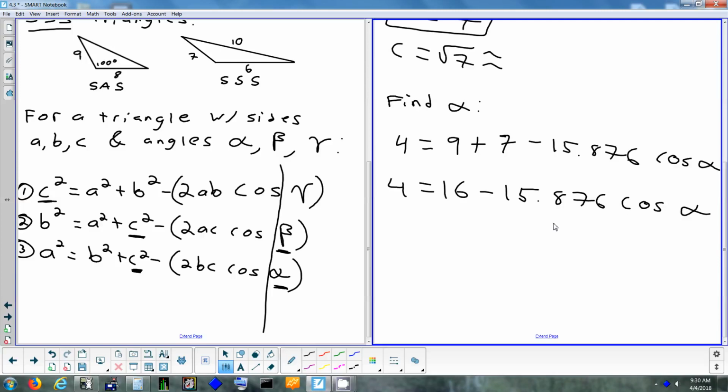Subtract 16 from both sides. Yes, subtract 16 from both sides. What some people try to do is 16 minus 15. You can't do that. Okay? Pretend this was your equation: 4 equals 16 minus 15 times something you don't know. 16 and 15 aren't like terms. So you've got to subtract the 16 to the other side. Same thing here. Okay, so let's do that.